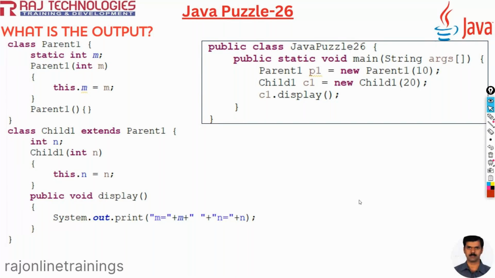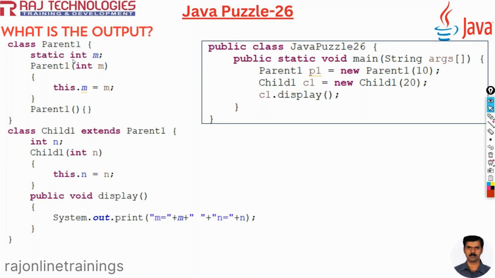In the series of Java puzzles, let us go with one more new puzzle, that is 26. It is similar to the previous video puzzle, with a small difference. The task here is that we have this parent1 class with a static int m. The main objective to discuss in this puzzle is the static keyword. That's the main objective here.